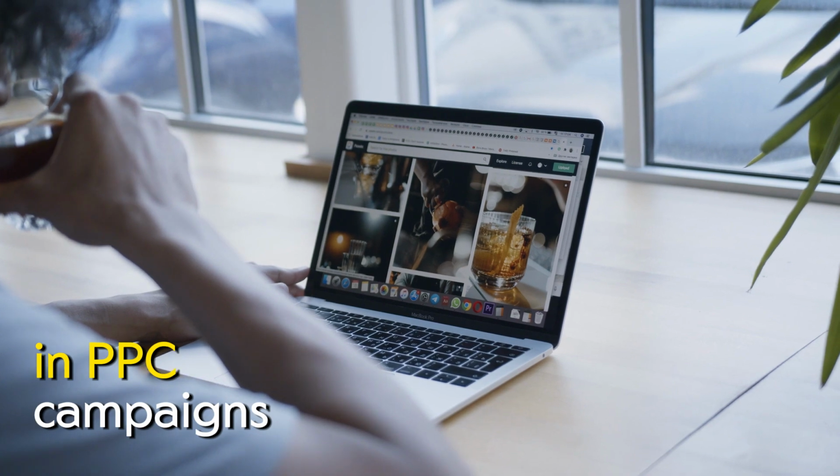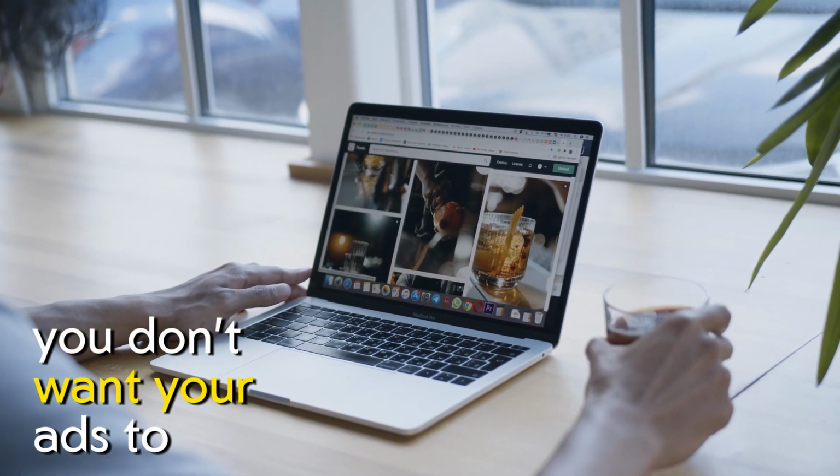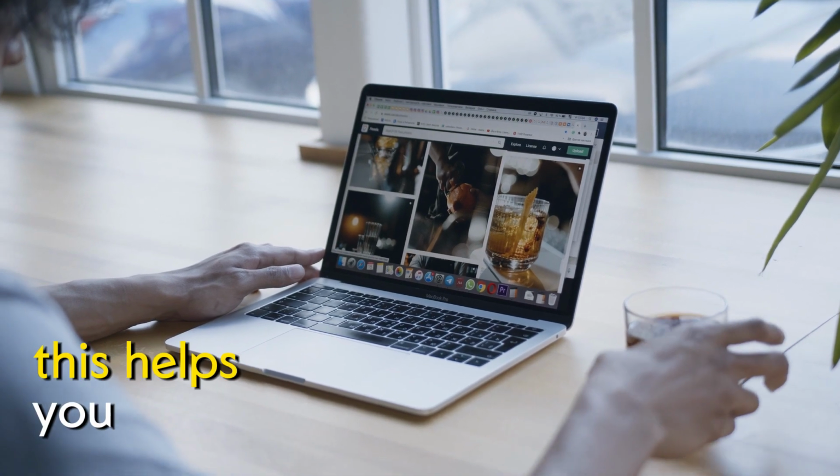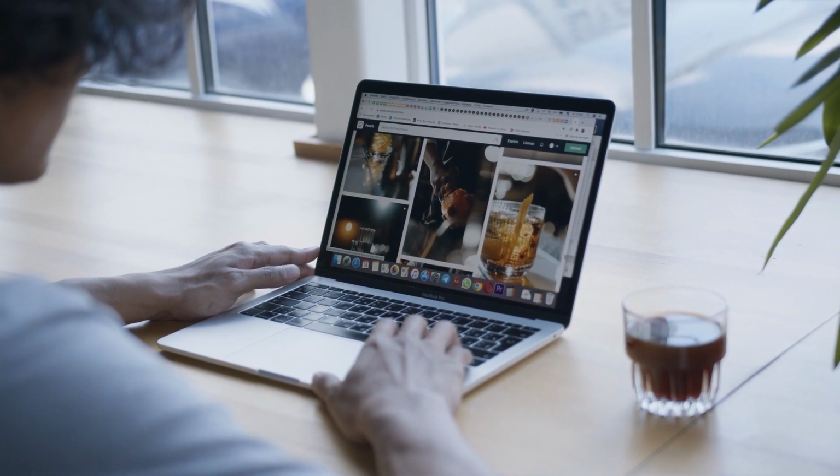In PPC campaigns, don't forget to include negative keywords, or terms you don't want your ads to appear for. This helps you avoid irrelevant clicks and wasted ad spend.